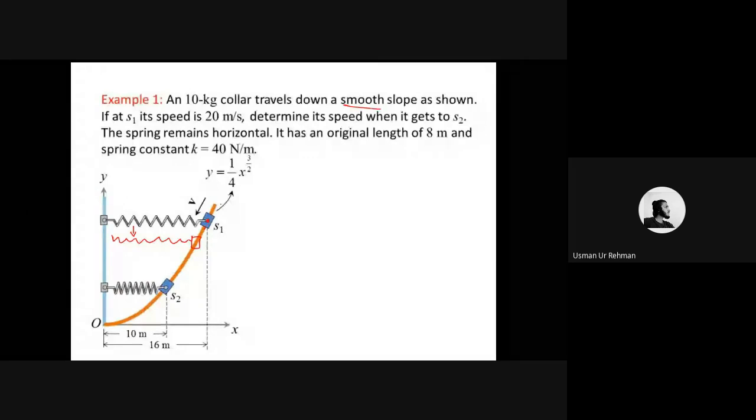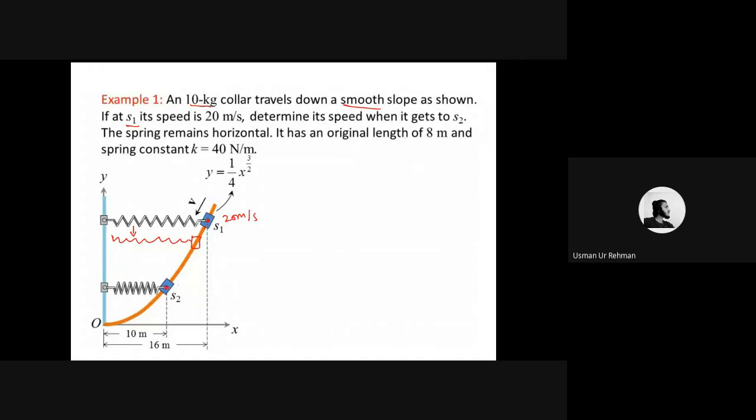The mass is 10 kg. A 10 kg collar travels along a smooth slope as shown. If at S1 its velocity is 20 meters per second, determine the speed when it gets to S2. What do they want? The speed at S2. The spring remains horizontal. It has an original length of 8 meters. How much is the original length of the spring? 8 meters.